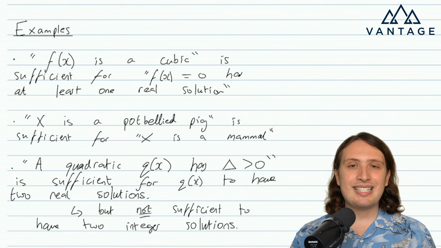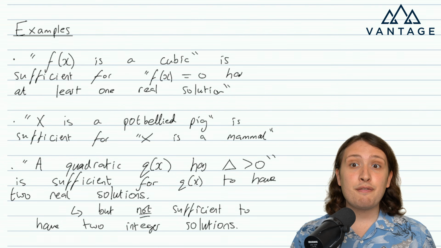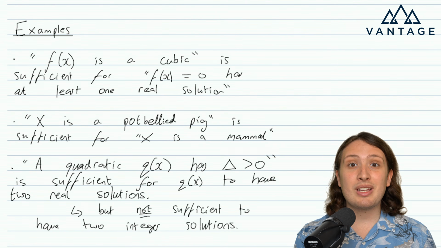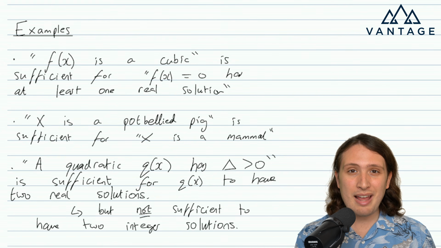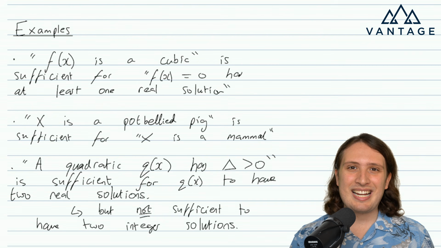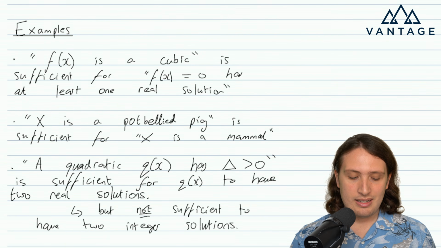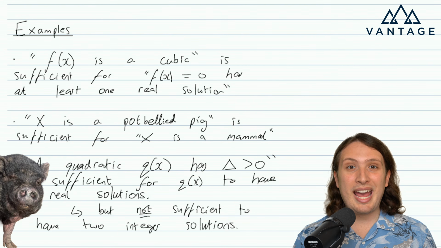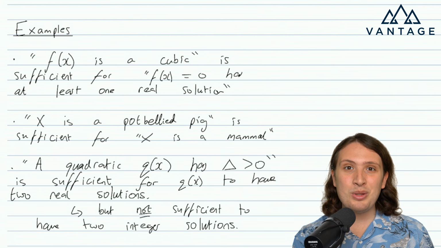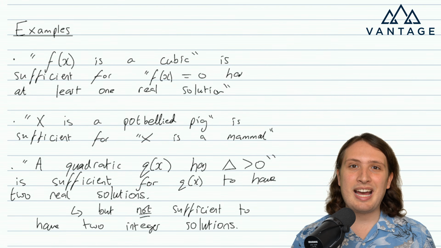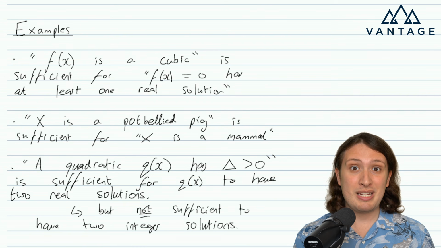So f of x is a cubic is clearly sufficient for f of x equals 0 has at least one real solution. Because if you think about the shape of a cubic, whether it's a positive or a negative cubic, every cubic will cut the x-axis at one point. X is a pot-bellied pig is sufficient for X is a mammal, because if I know that a given organism is a Vietnamese pot-bellied pig, certainly it has to be a mammal, because a Vietnamese pot-bellied pig is a type of mammal.